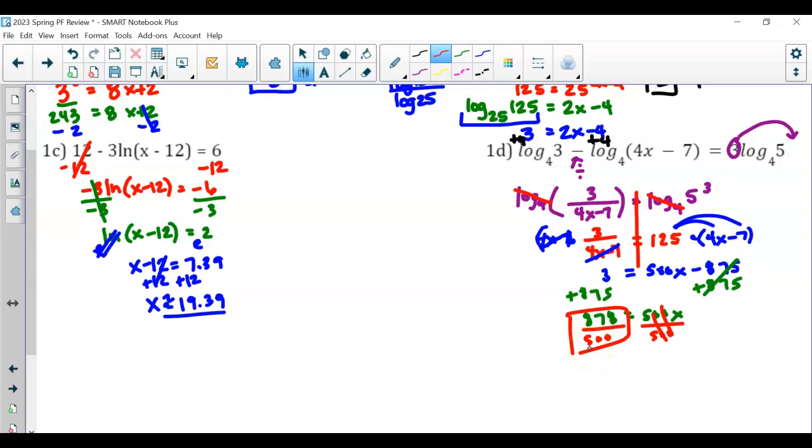Now, this could also be simplified. So this could be also written as 439 over 250 as well. So you can simplify that fraction as well.